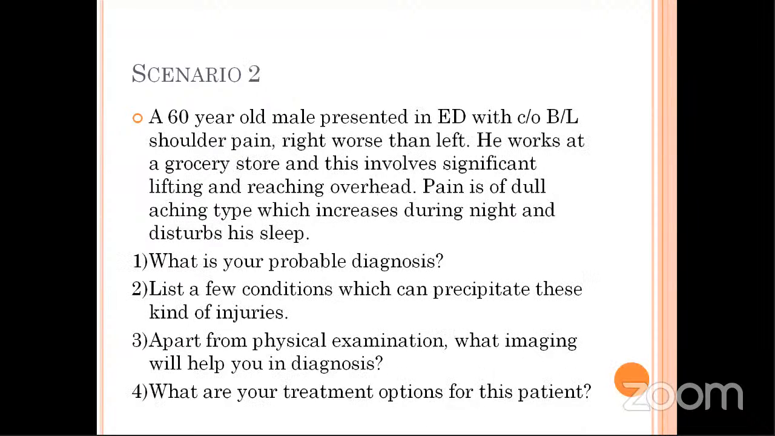Second scenario is a 60-year-old male presented in ED with complaints of bilateral shoulder pain, right worse than the left. He works at a grocery store and this involves significant lifting and reaching overhead. Pain is of dull aching type which increases during night and disturbs his sleep. What's your probable diagnosis? List a few conditions which can precipitate these kind of injuries. Apart from physical examination, what imaging will help you in diagnosis? What are your treatment options for this patient?